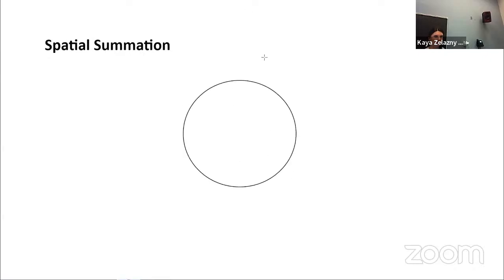In spatial summation, we're just adding together two different signals. So we can have two different signals coming in. Okay, so we're going to come in over here. We're going to come in over here. So let's say we started at -70. Let's say these both also change it by 10. So -60, -60.